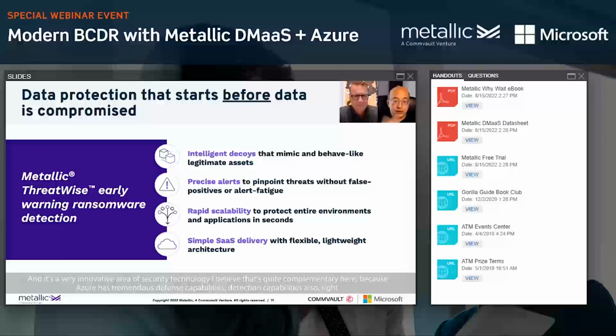I believe that's quite complementary here, because Azure has tremendous defense capabilities, detection capabilities also, right? And having this capability on top of that is really important, I think.